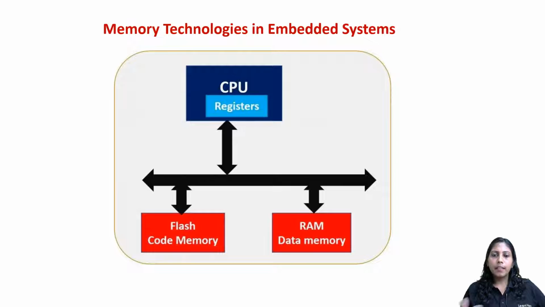Now we are going to discuss the memory technologies used in embedded systems. Mainly, there are three types of memory in an embedded system. One is the CPU registers, which is very important. After that, we have the flash or the code memory, and the data memory.